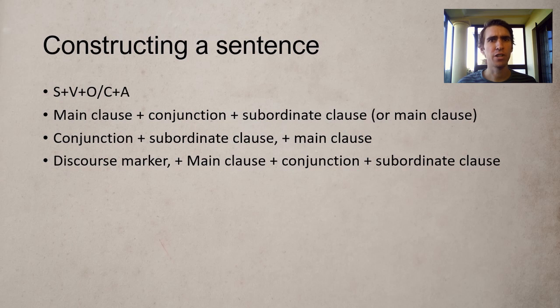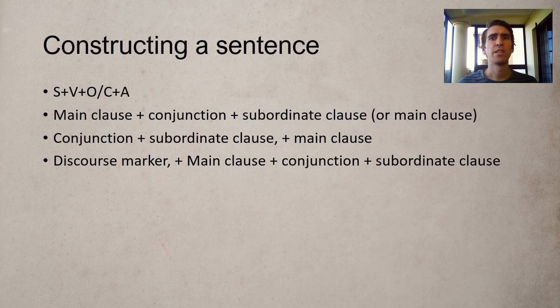Another variant that you can have in your sentence structure is to start off with a discourse marker. A discourse marker is something like firstly, or secondly. And the best way to write that sort of sentence is to start with your discourse marker, followed by a comma as a general rule, and then follow it with the main clause, conjunction, main clause or subordinate clause, whatever the case might be.